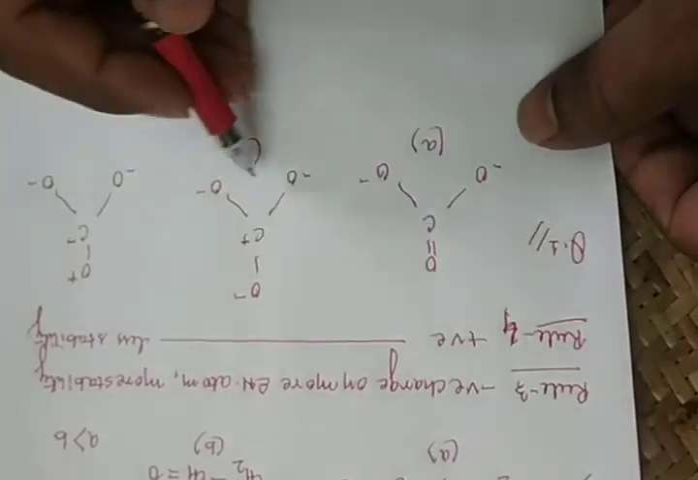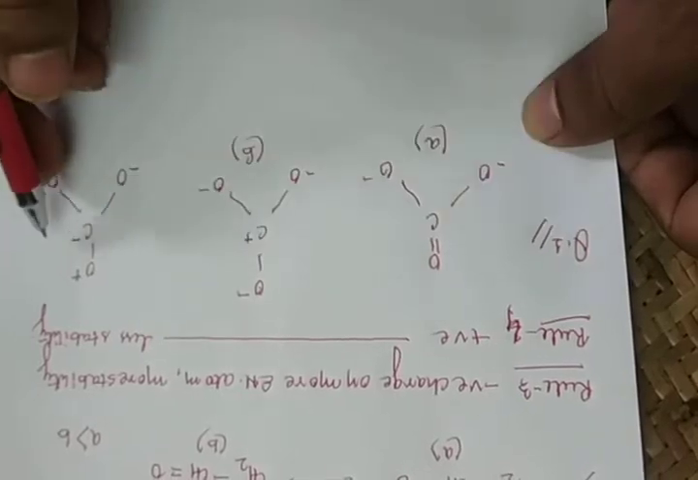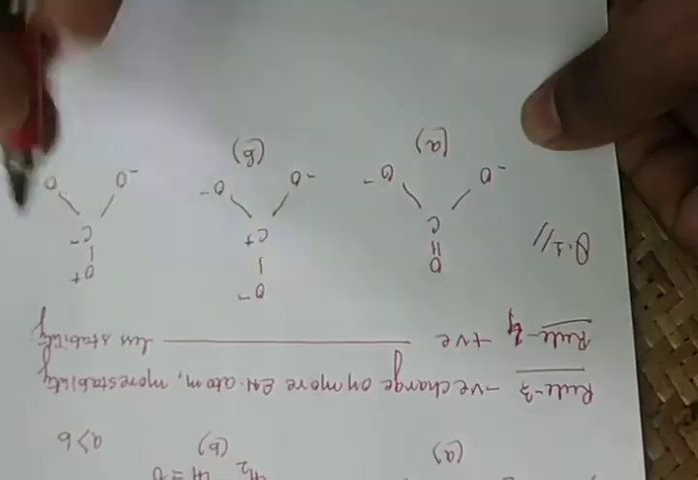There is a 2 negative. There is a 3 negative and 1 positive, it means 2 negative. When all compounds show 2 negative charge.